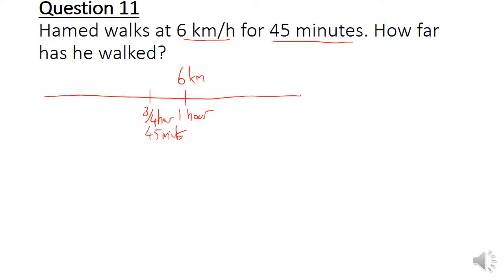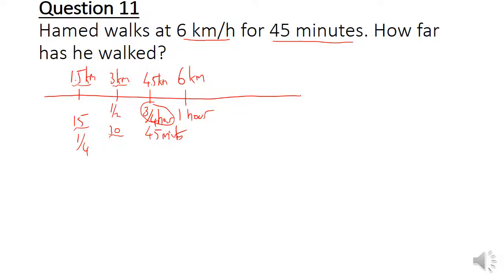So there are a few ways we could do it. We know that half an hour, which is 30 minutes, will be half the distance, so that's 3 kilometres. And then if we halve that again, that would give us 15 minutes, or 1/4 of an hour, which is half of 3, so 1.5 kilometres. So we know that 3/4 of an hour, or 45 minutes, is made up of 30 minutes and 15 minutes. So it would be 1.5 plus 3 kilometres, which is 4.5 kilometres.